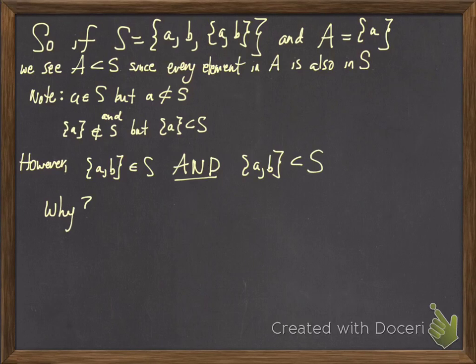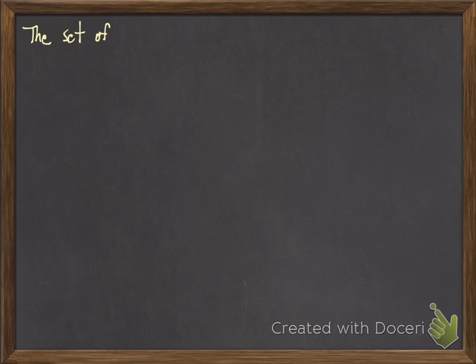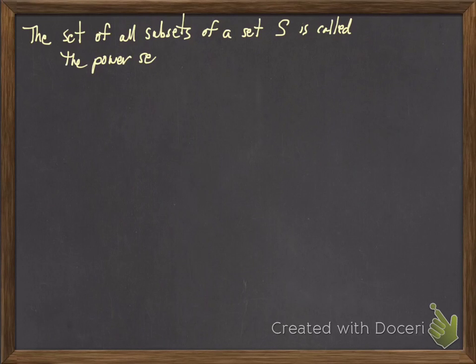Our last definition we need in this video is the power set of a set. So the set of all subsets of a set S is called the power set of S, and is denoted with a squiggly P, or a cursive P, of S. All right, so that denotes the power set of S. It's the set of all subsets of a set S.